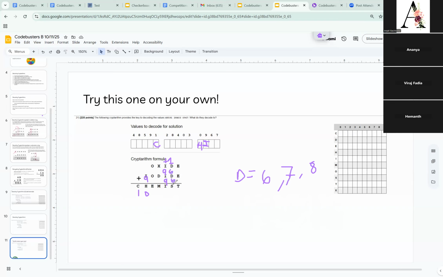If we try putting D as 6, then we would get S can either equal 3 or 2. The reason why I don't say 2 right away is because we don't know what E is yet. So we can't really assume that S would be 2 right away. That's something that you can get confused on.